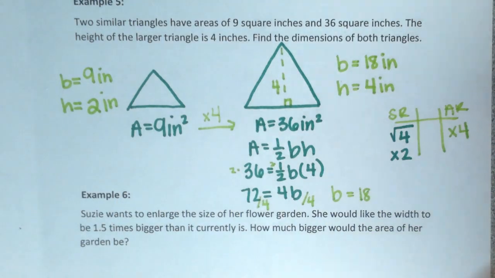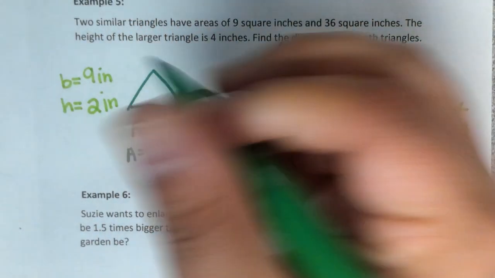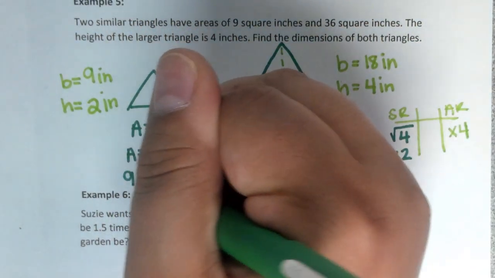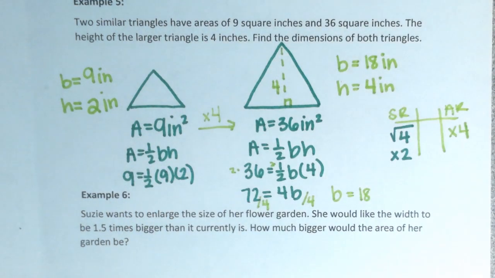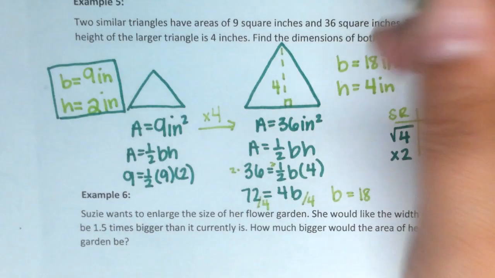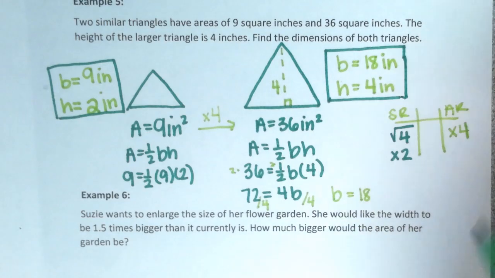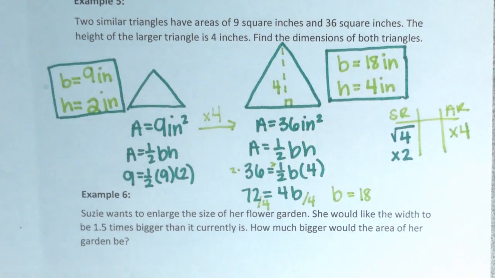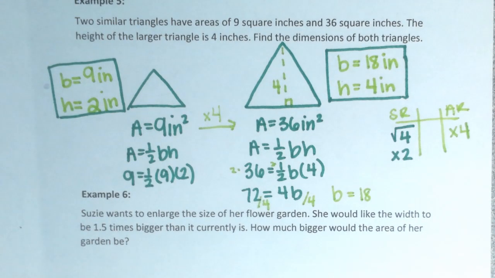Check it. If area equals 1/2 BH, does 9 equal 1/2 times 9 times 2? So we know we got it right. So here are the dimensions, and here are the dimensions. In my opinion, that's as complicated as this gets. I want you to do the last one on your own. This should take you about 30 seconds.